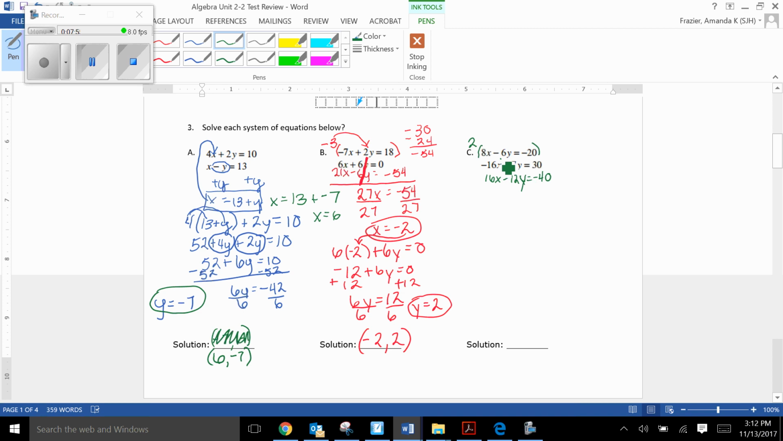By doing this, now I can eliminate my x. I can see that this is negative 5y equals negative 10. Now I'll divide by negative 5. So y equals positive 2.